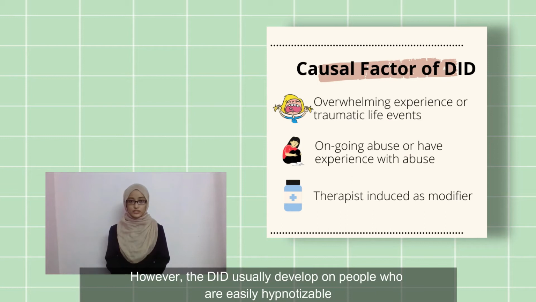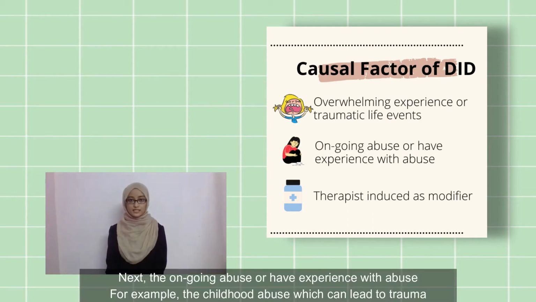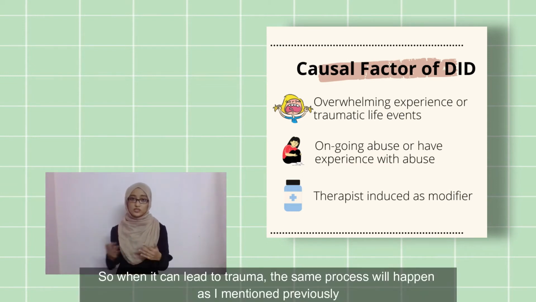However, DID usually develops in people who are easily hypnotizable. Next, ongoing abuse or experience with abuse, for example childhood abuse, which can lead to trauma. When it leads to trauma, the same process will happen as I mentioned previously.